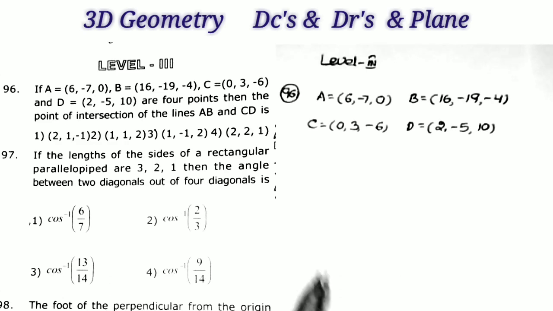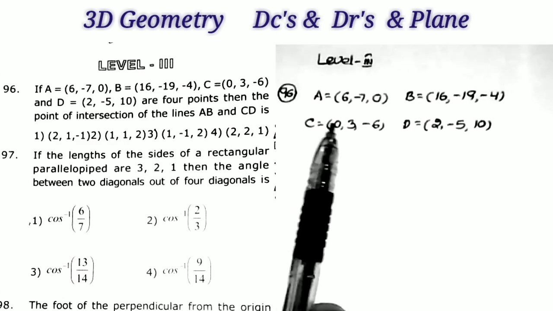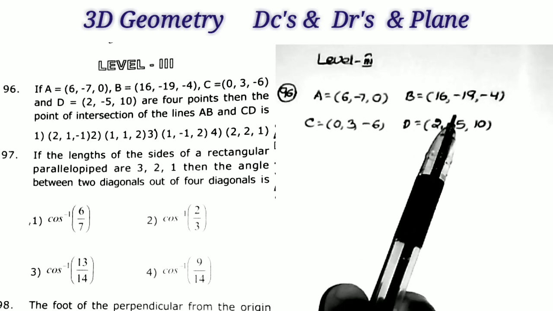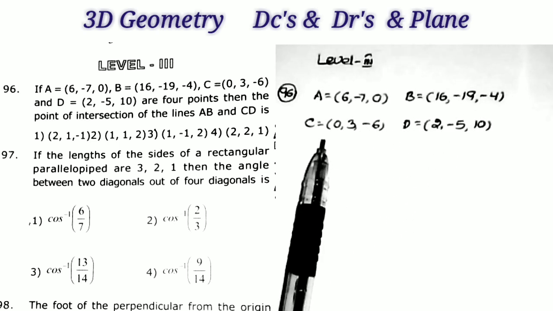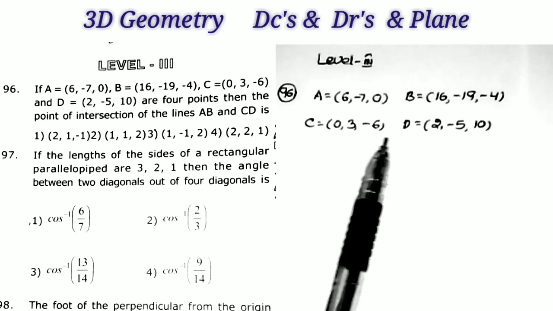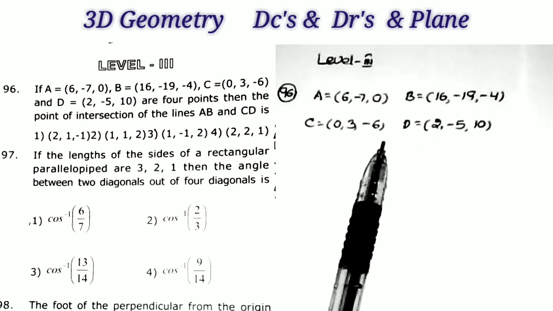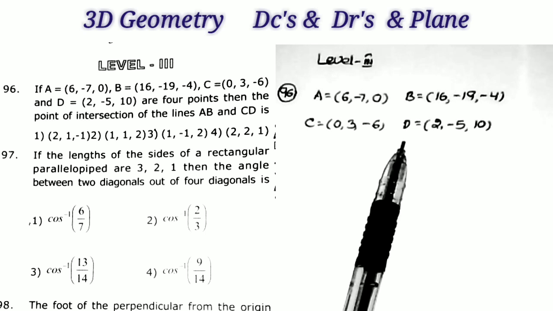So level 3, this is sum number 96. If A is equal to (6, -7, 0), B is equal to (16, -19, -4), C is equal to (0, 3, -6), D is equal to (2, -5, 10), then what is the point of intersection of the lines AB and CD?